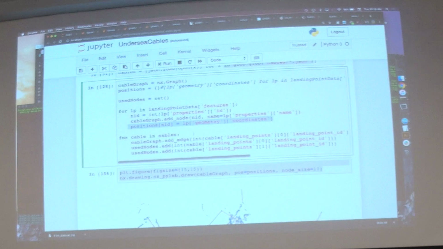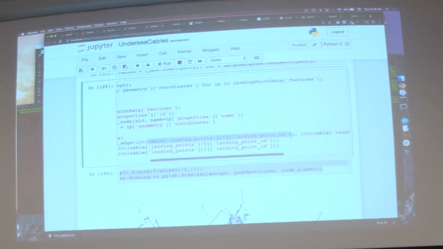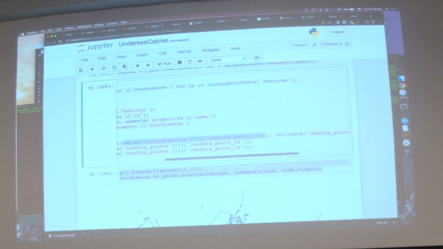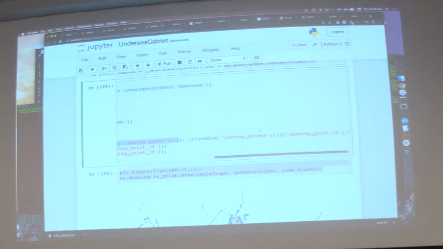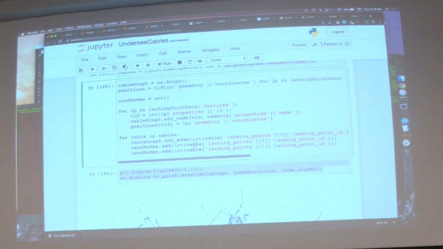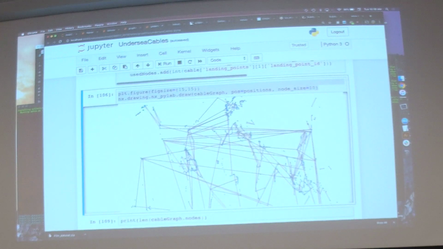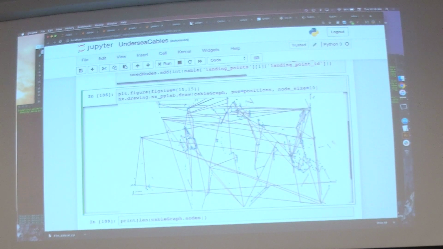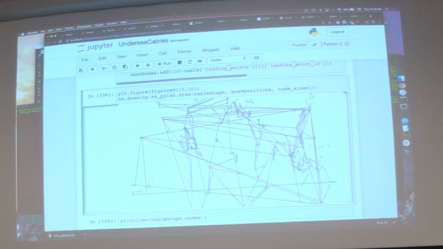And then for each of the cables, I'm adding an edge to my graph between the first two landing points. So they have the nice ID, and then I'm just keeping track of which ones I've actually put cables between. And pretty quickly, I get a much uglier version of the nice, pretty picture from here. All right, so yeah, we're in business.